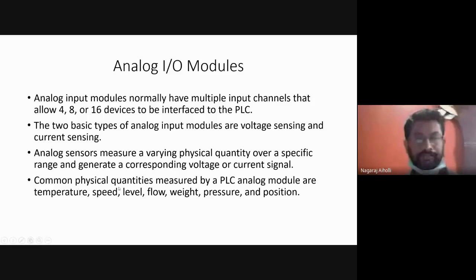Which are the different physical quantities or analog quantities that are measured by the PLC? They are temperature, speed, level, flow, weight, pressure, and position. So these are a few of the parameters that are measured by the PLC, which are analog in nature.